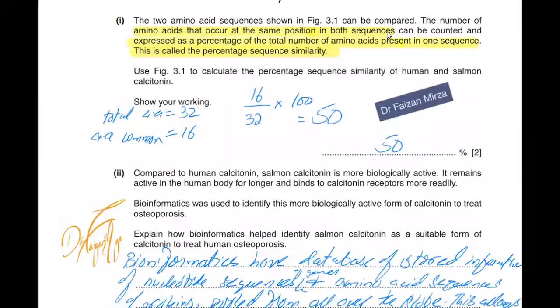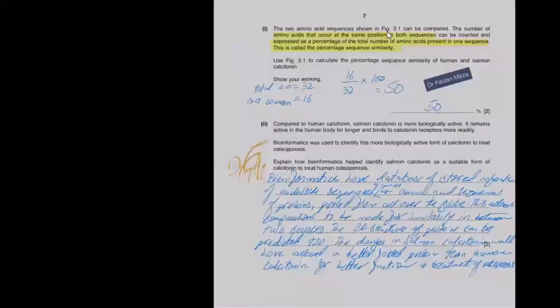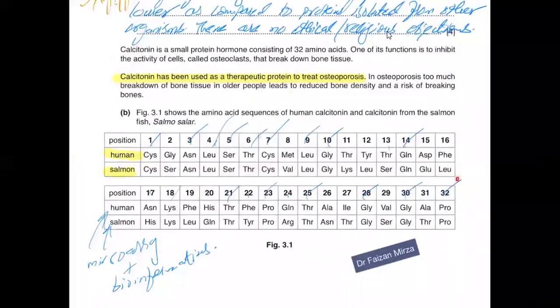The two amino acid sequences shown in figure 3.1 can be compared. The number of amino acids that occur in the same position on both sequences can be counted and expressed as a percentage of the total amino acids present in one sequence. This is called percentage sequence similarity. So what is percentage sequence similarity? We'll just count the total number of amino acids. The total number of amino acids given to us is 32, and we'll count how many amino acids are common.